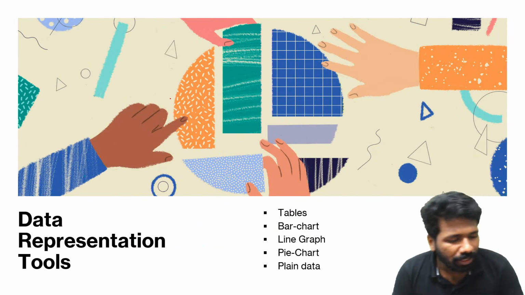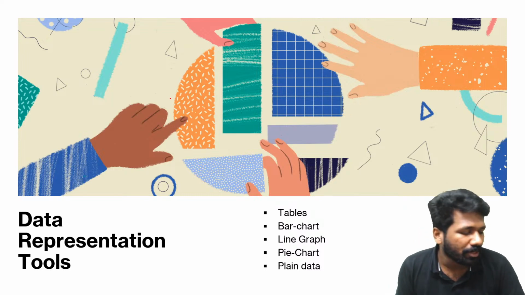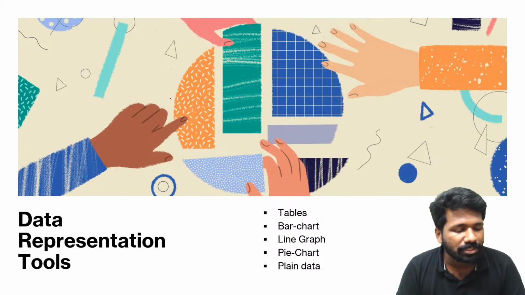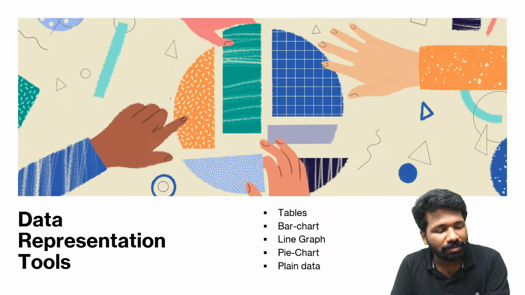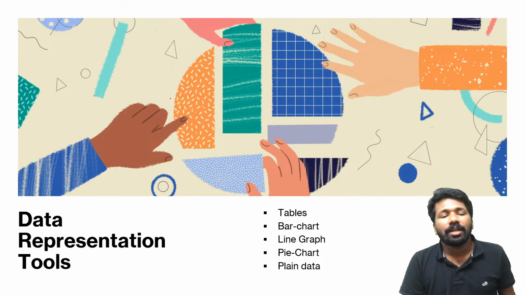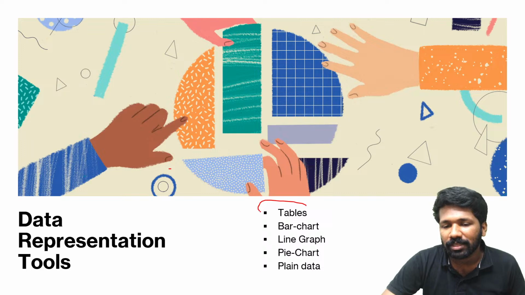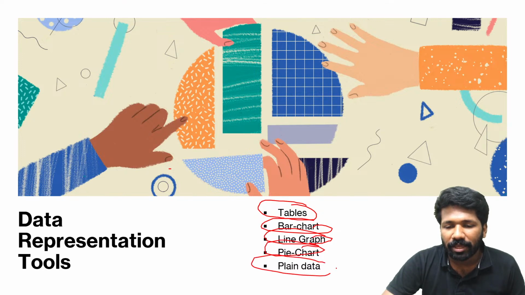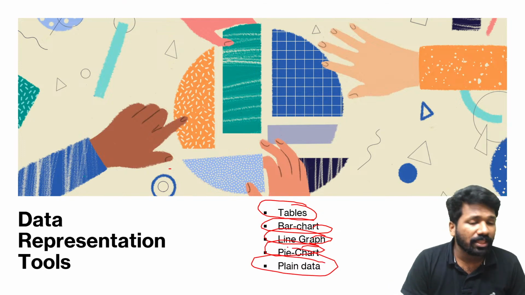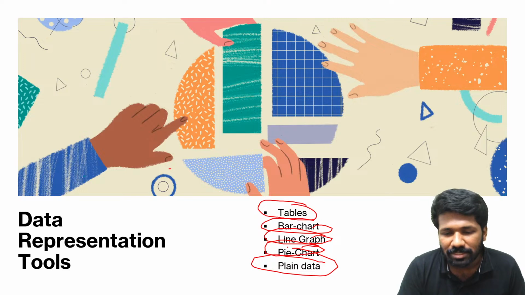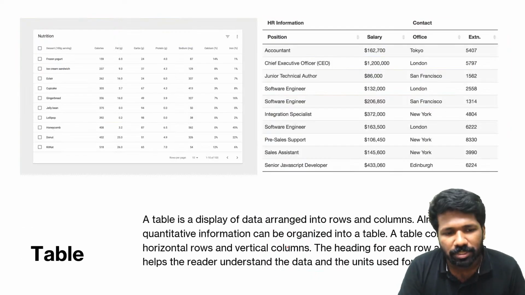In the data interpretation chapter, a data will be represented using a data representation tool. What is a data representation tool? As the name suggests, tools used for representing data. For example, table is a data representation tool. Bar chart, line graph, pie chart, plain data, etc. In these forms the questions can be asked. I will elaborate about these tools in detail.